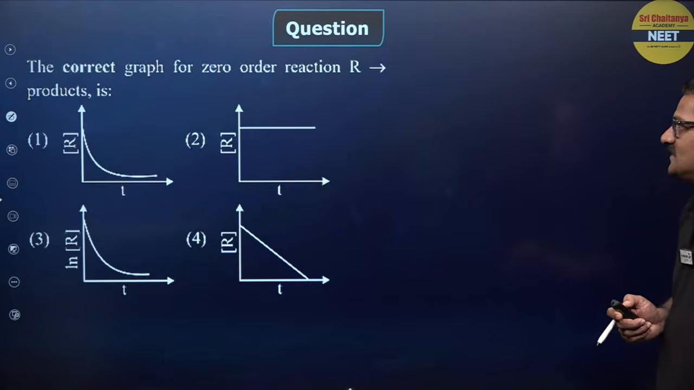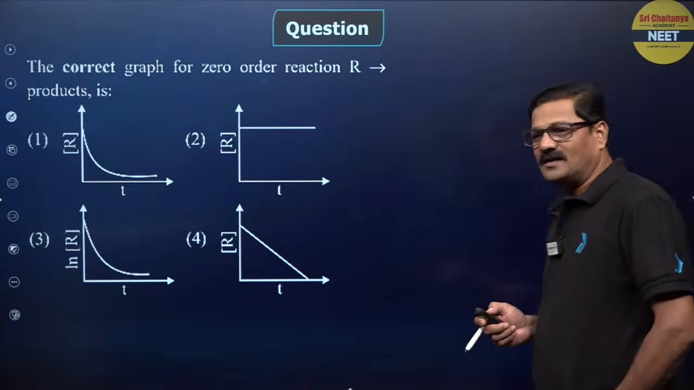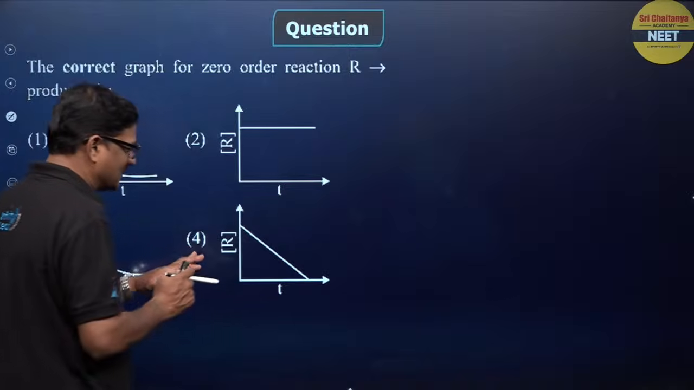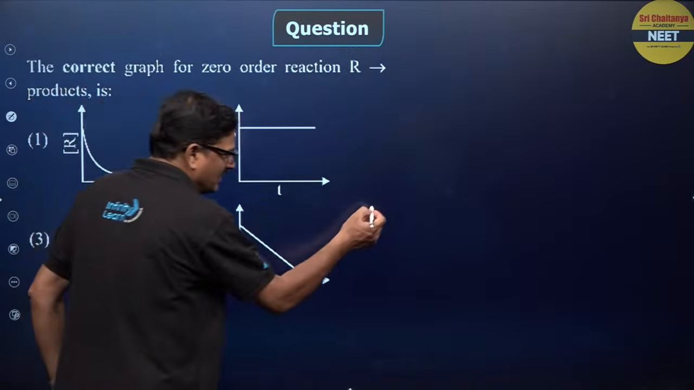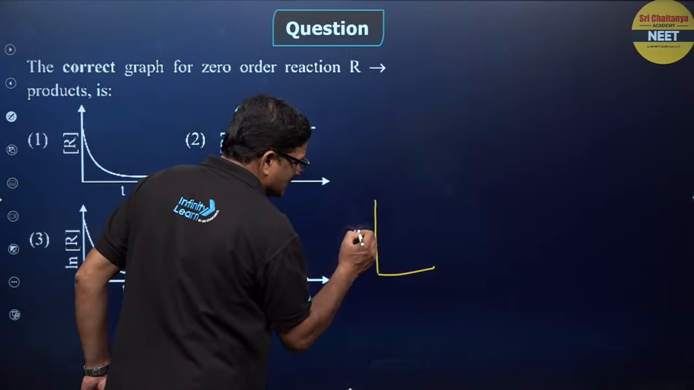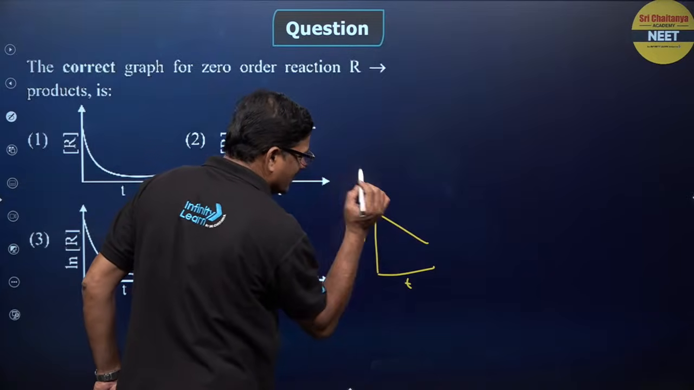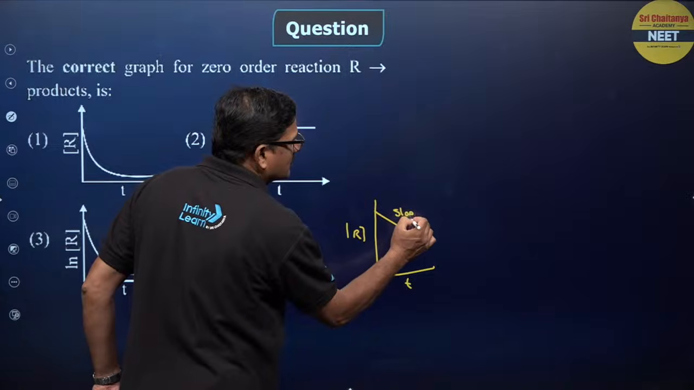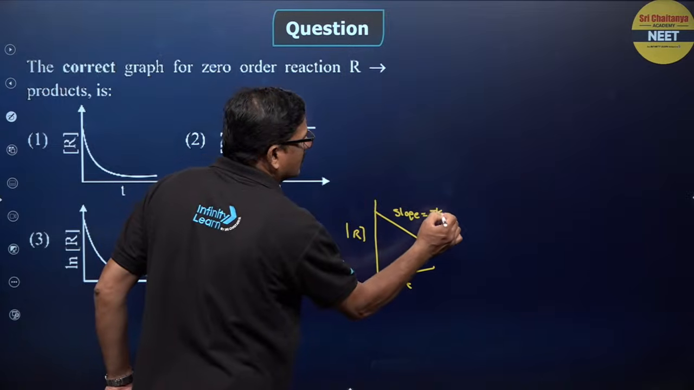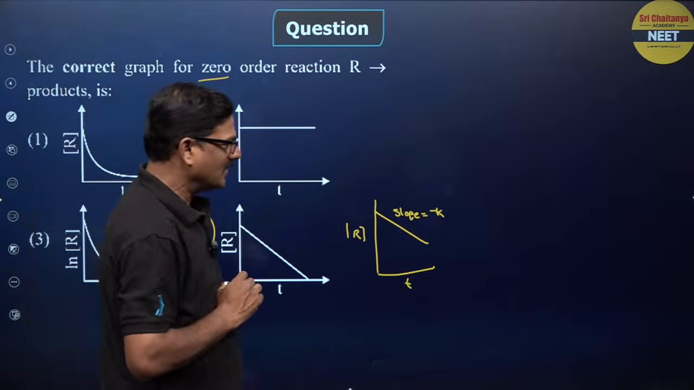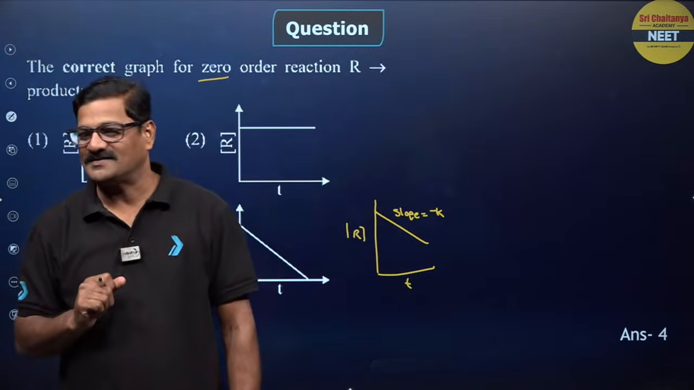The correct graph for the zero order. It is in the textbook. If you plot reactant concentration versus time, you are going to get a straight line. Slope is going to be negative k. This is a zero order. So answer 4 is the correct answer.